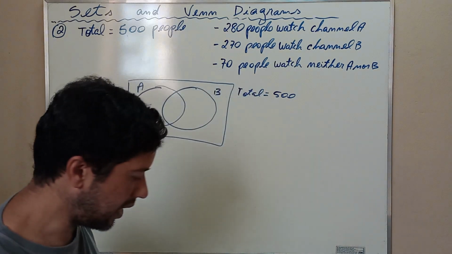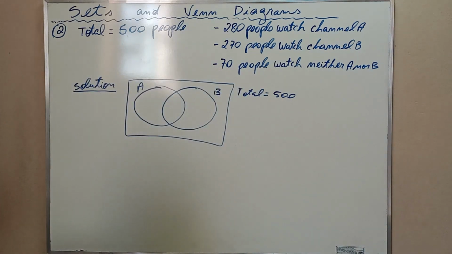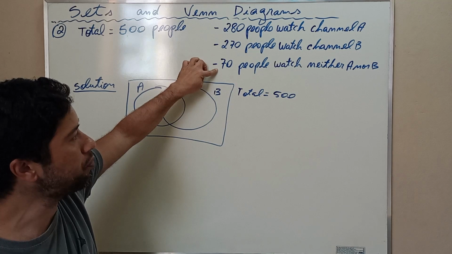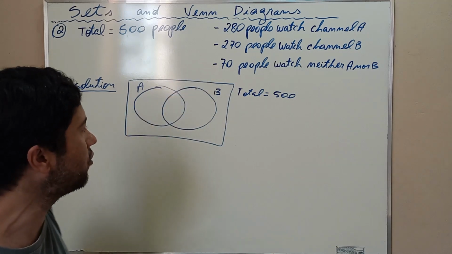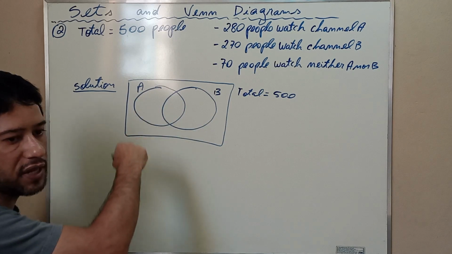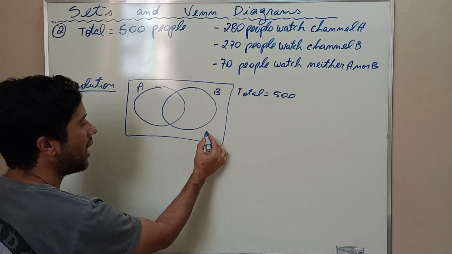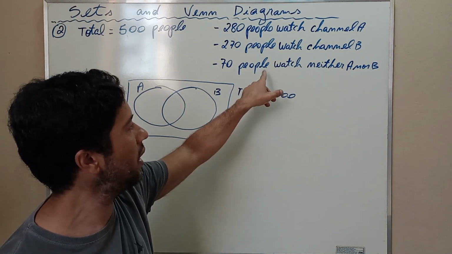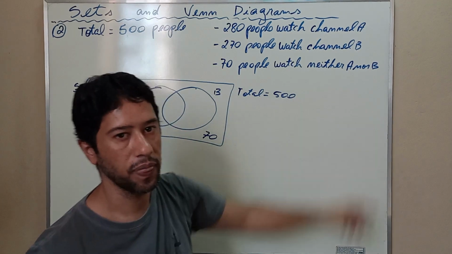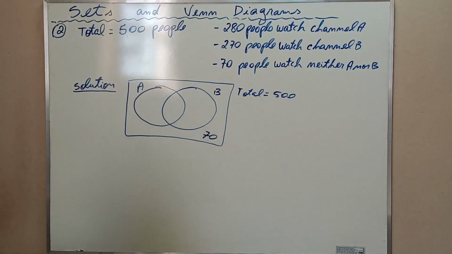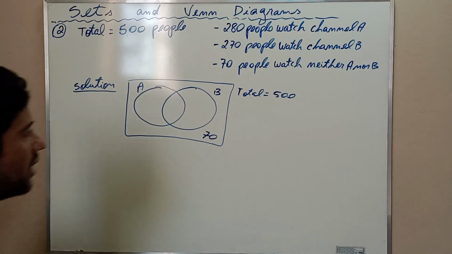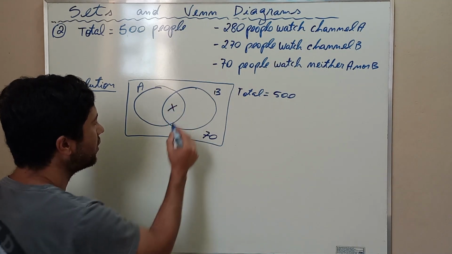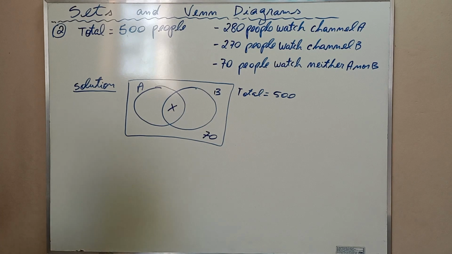Let's go to the solution and let's analyze the information here, okay? Let's begin with the 70 people who watch neither A nor B, so they don't belong to the circles, okay? They don't belong to the set. They are outside of the sets because they do not watch A nor B, all right? Neither of them. And let's suppose that the intersection, let's call the intersection X, alright?